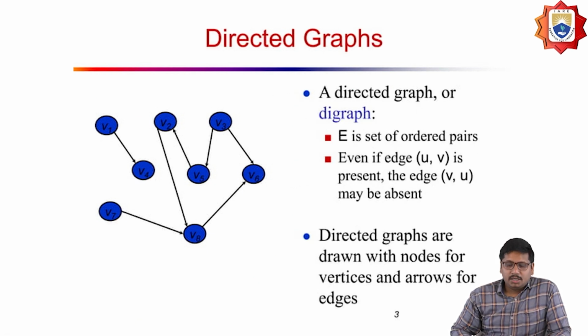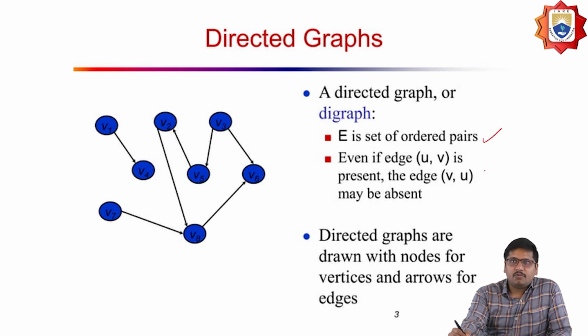So what is a directed graph here? A graph is said to be directed if E is a set of ordered pairs, and even if the edge UV is present, the edge VU may be absent.